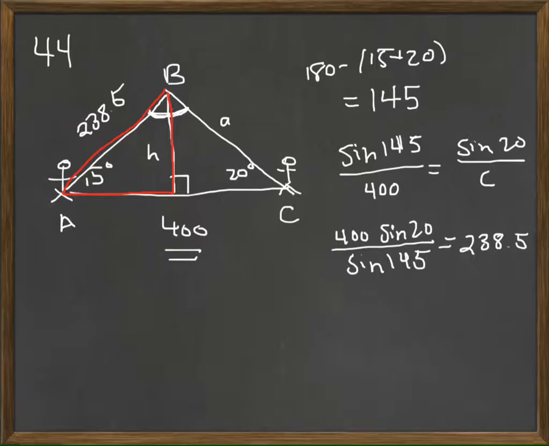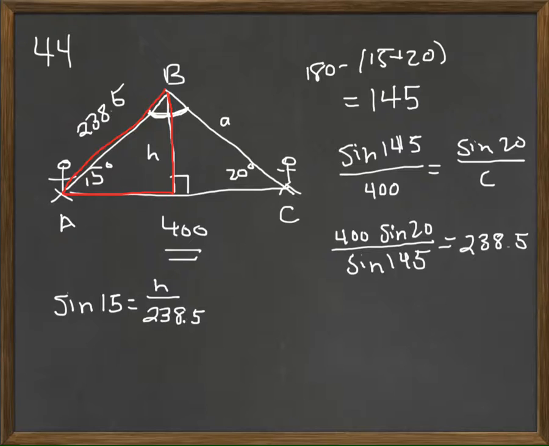So we're just going to use basic sine, cosine, and tangent to find out what this height is. If we say the sine of 15 equals h over 238.5. This is just like what we've talked about in the past. This is actually much easier than a lot of these problems are.